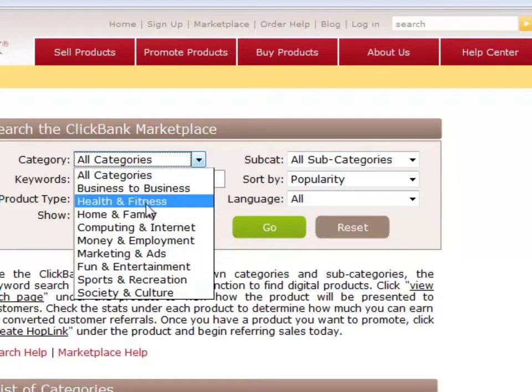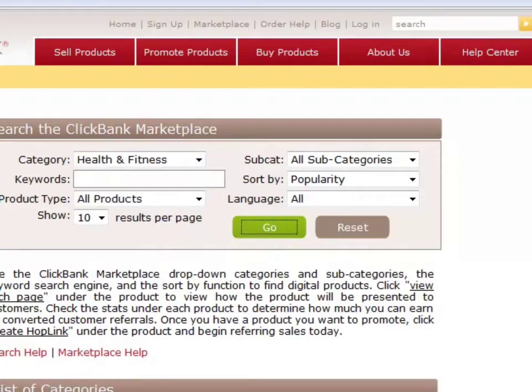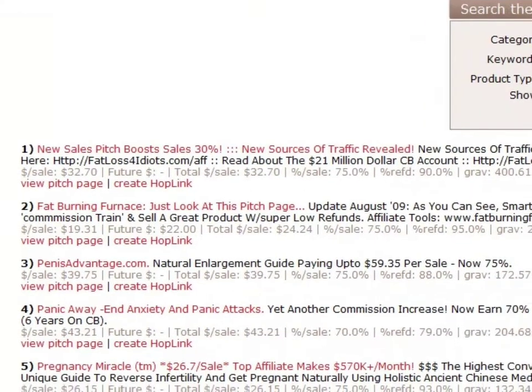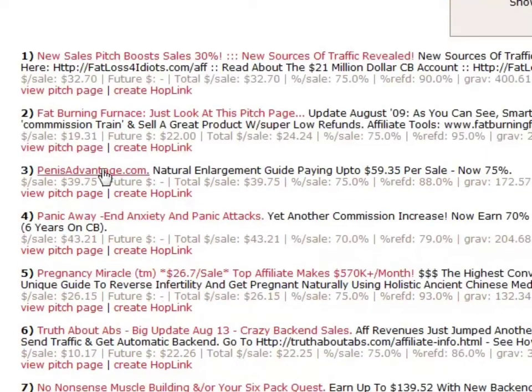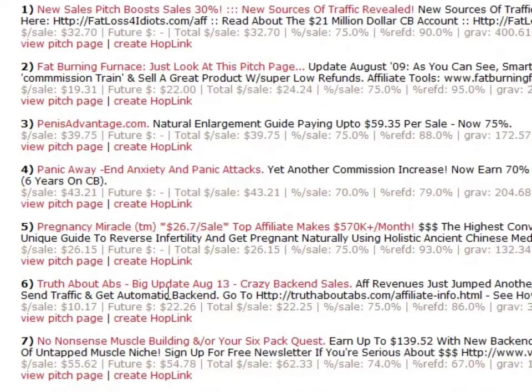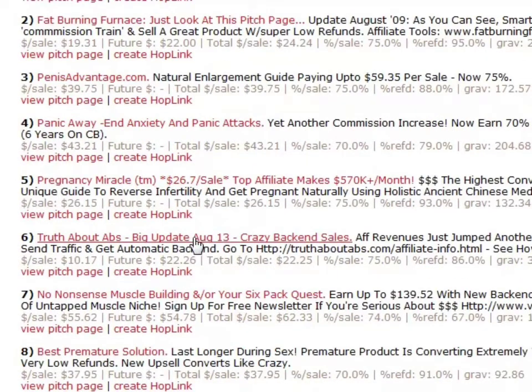We're just going to go into health and fitness, and take a look and see what there is. There's always fat loss for idiots, of course. There's always penis problems and stuff like that. Panic Away, that's always all right. Truth About Abs, this is always a good one.